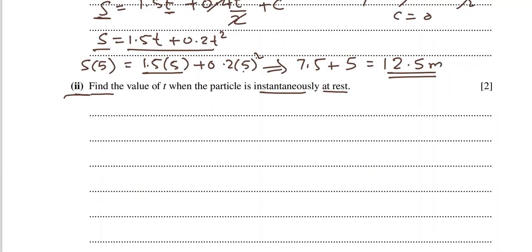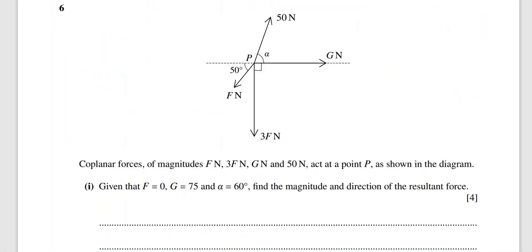So we got the second part now, and the third part was already solved earlier. In question 6, there are coplanar forces. What does coplanar force mean? They are horizontal forces, like they are being applied on a table. They are horizontal forces, all of them, so gravity is out of question here. That's what this means. So given that F is equal to 0, G is equal to 75 newtons, and alpha is 60 degrees. So they've given everything. 3F is also 0, since 3 times 0 is 0. Find the magnitude and direction of the resultant force.